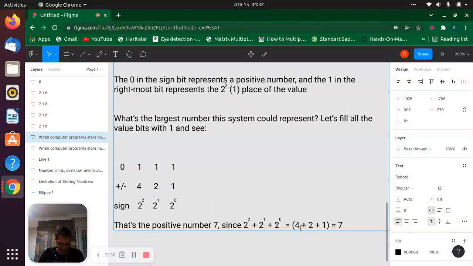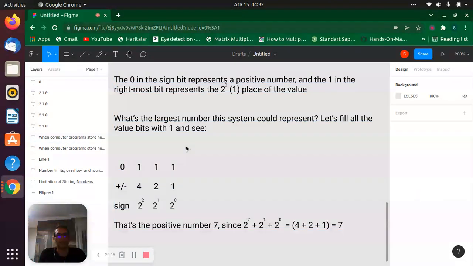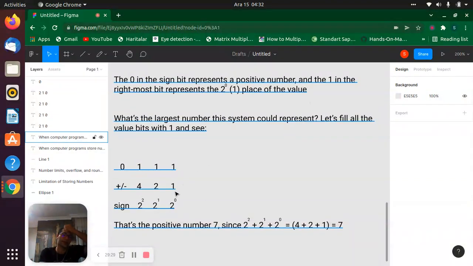So now I think you got what I said here. The 0 in the sign bit represents a positive number, and the 1 in the rightmost bit represents the 0 power of 2, the 1's place value. You know that already. The sign is just like plus or minus. We just represent it like that.